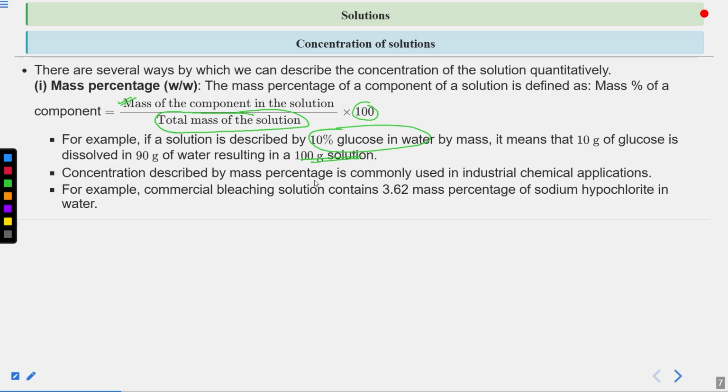What is the use of this? It is commonly used in industrial chemical applications. For example, the commercial bleaching solution contains 3.62 mass percentage of sodium hypochlorite in water. It means if you take 100 gram of this commercial bleaching solution, then in that 3.62 grams will be of sodium hypochlorite. I hope you are getting the point here. It's very simple to think of. Just think of it as a simple percentage in terms of masses.